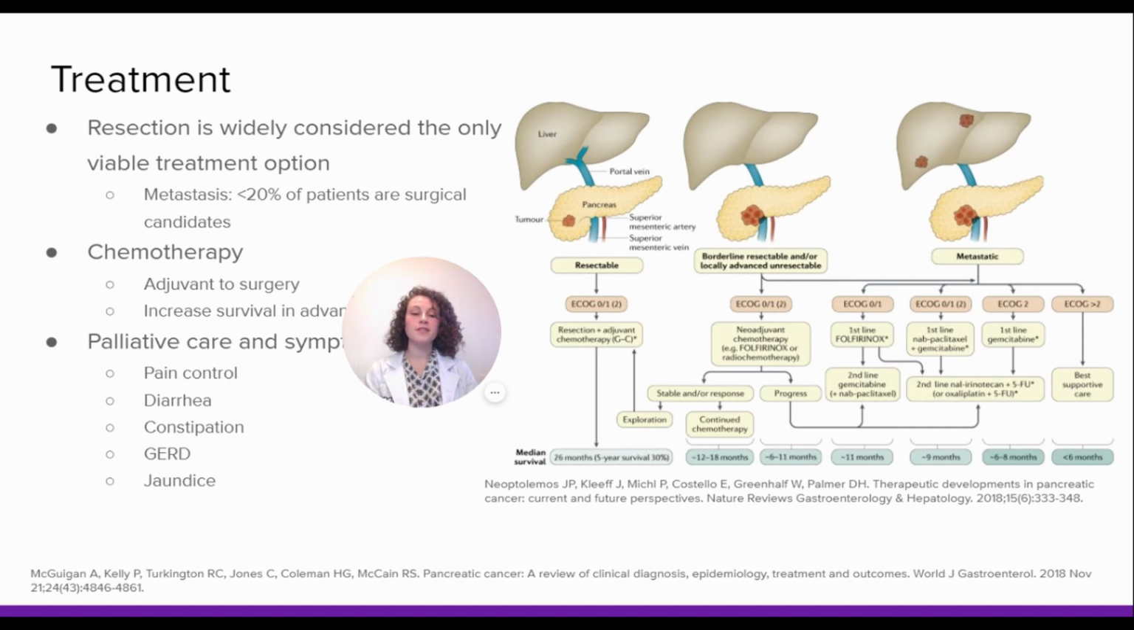This figure shows the different stages of the disease, from resectable to borderline resectable to metastatic, the different types of treatments and chemotherapies that are used, and the survival rates after these different treatment strategies.